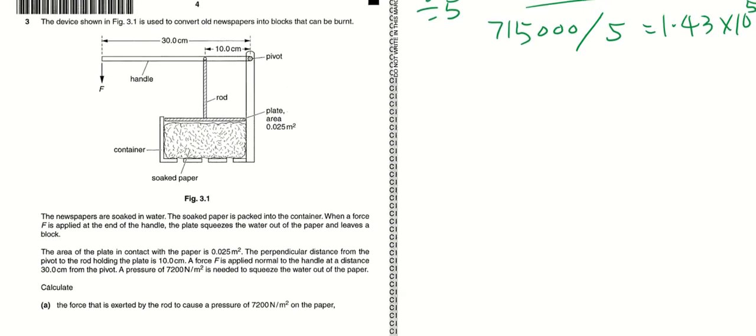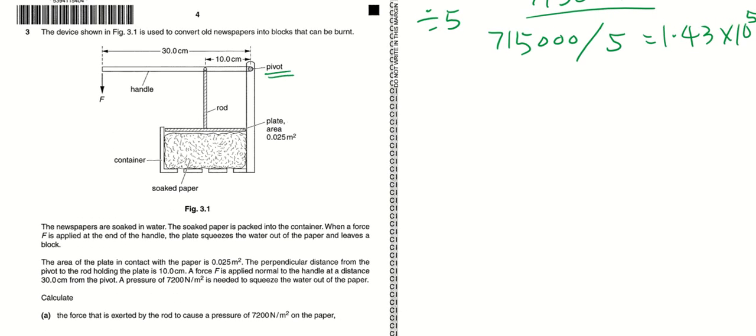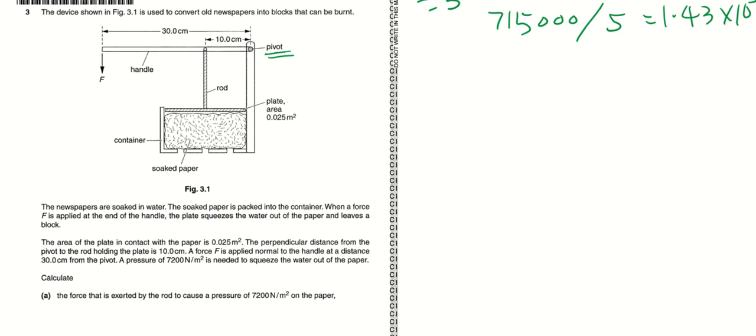When I look at this, I see this word, I know we are dealing with moments. Right? Every time there's a pivot, it's going to be moments. Okay, so let's read on. The newspapers are soaked in water. Soaked paper is packed into the container. When a force F is applied at the end of the handle, this is my force F, the plate squeezes the water out of the paper and leaves a block. The area of the plate in contact with the paper is 0.025 meters square.